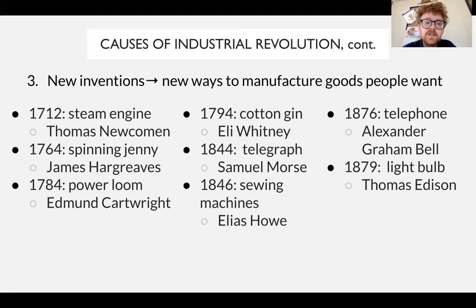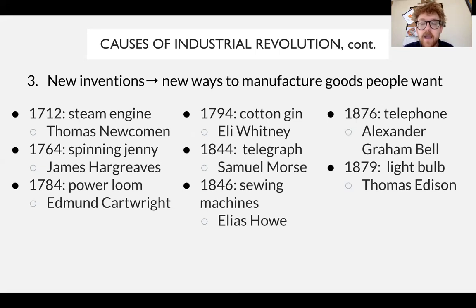So in 1712, we have the invention of the steam engine. The steam engine uses fuel to produce power. And this power can generate machines. These machines could be factories, or they could be railroads, they could be steamships. So we have the mode of production that is being changed, and we also have the distribution of produced goods that is being changed. So thank you, Thomas Newcomen. And we'll talk about the steam engine more later in this presentation.